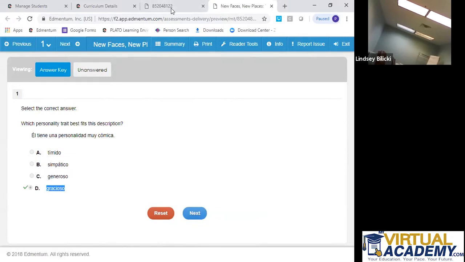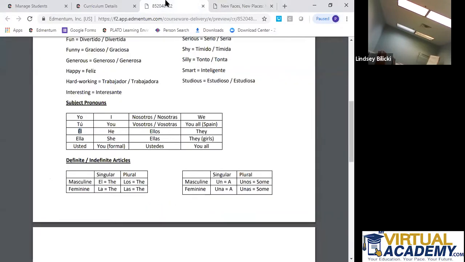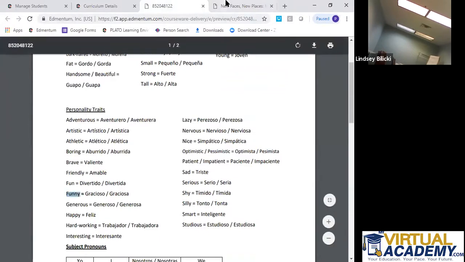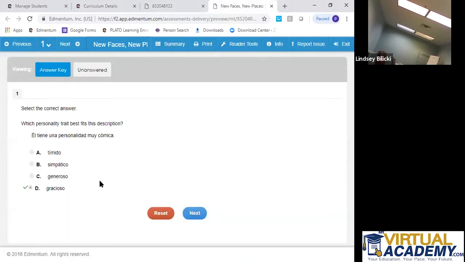And so we're going to go over here. We're going to go graciosa. Yep, funny. Okay, so this is an error on this because it's a boy. It should not be cómica. It should be cómico. So we apologize. We didn't make these tests, but make sure you're checking that it matches who's talking. So he has a personality very funny. Another word for funny is gracioso.